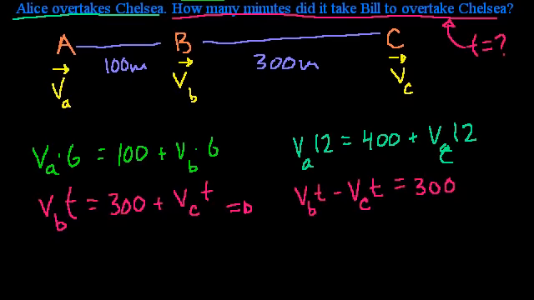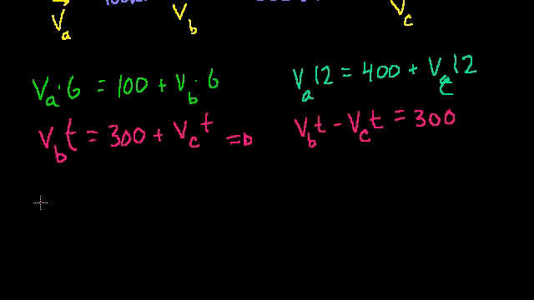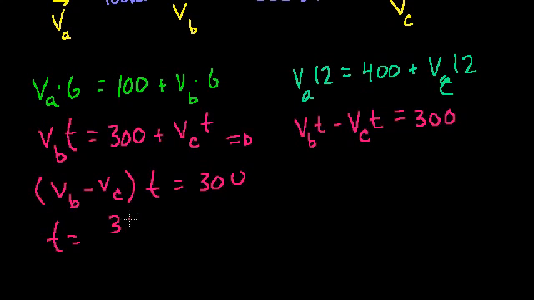We can factor out the time, so let's do that. So you get VB minus VC times time, right? I just factored out the time, is equal to 300. Or time is equal to 300 over VB minus VC. So if we could somehow figure out what this is equal to, then we would have solved our problem. Let's see if we can use the other information. So hopefully, if we solve for VB here and solve for VC here, the VAs will cancel out, and I suspect they will, otherwise this problem would not be solvable.